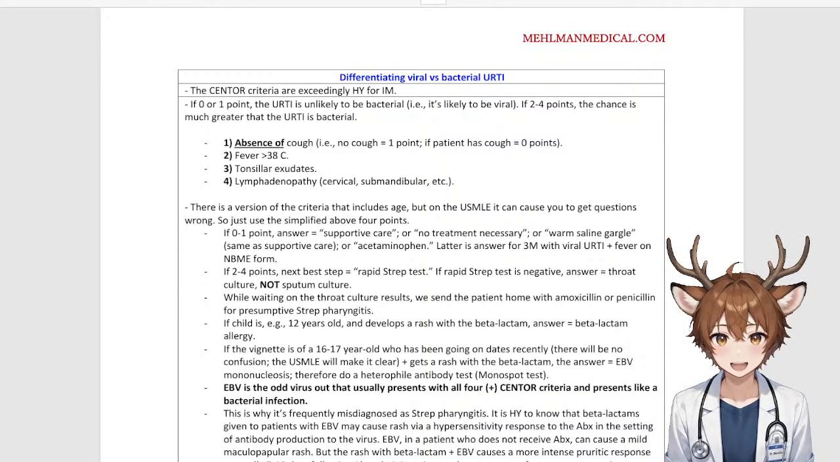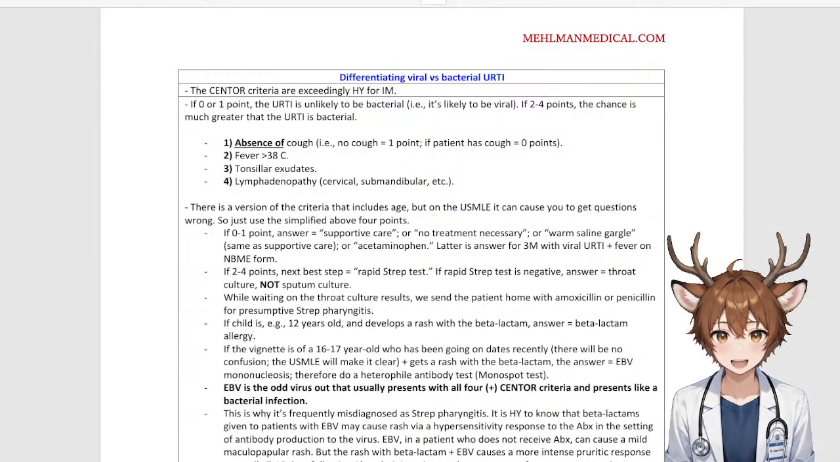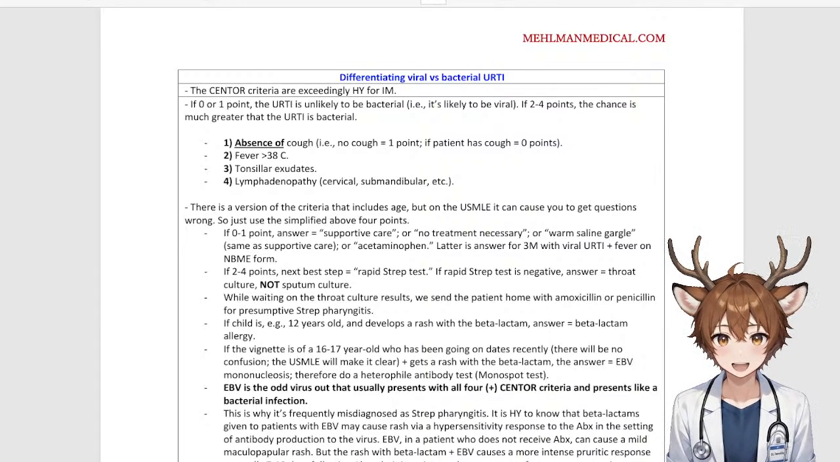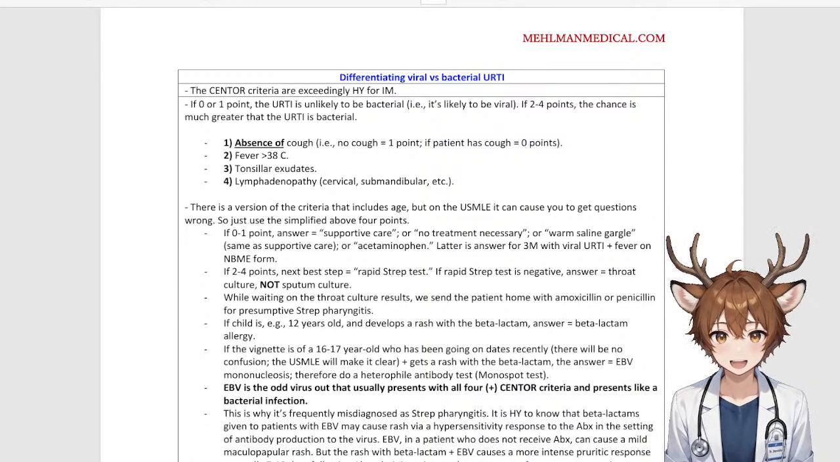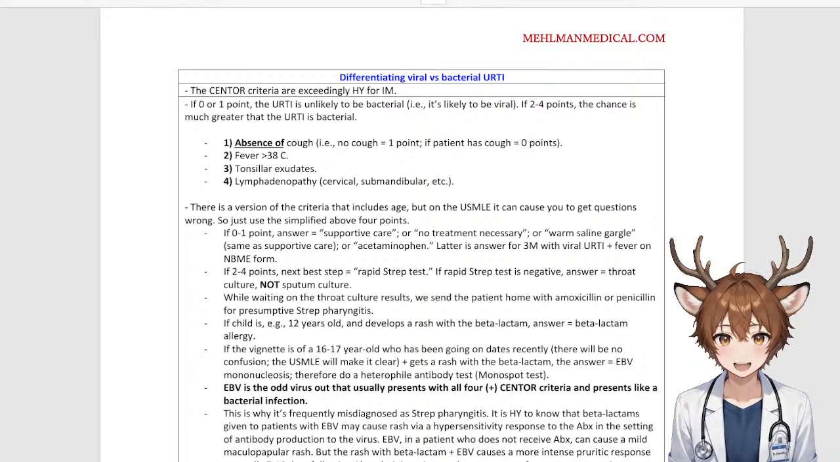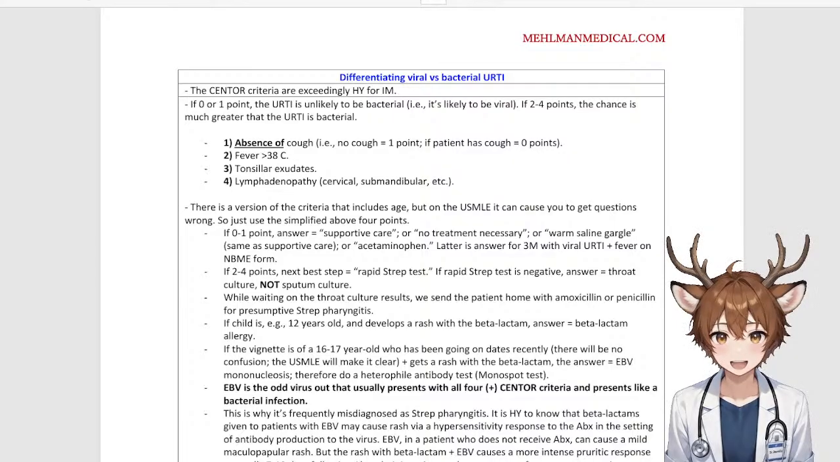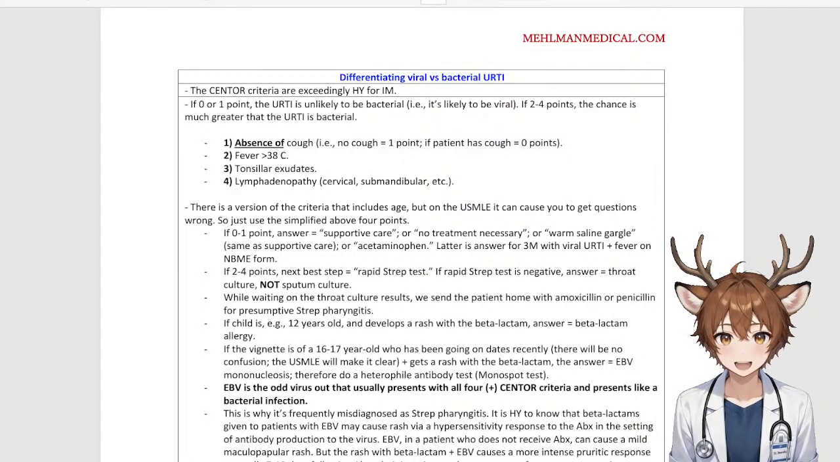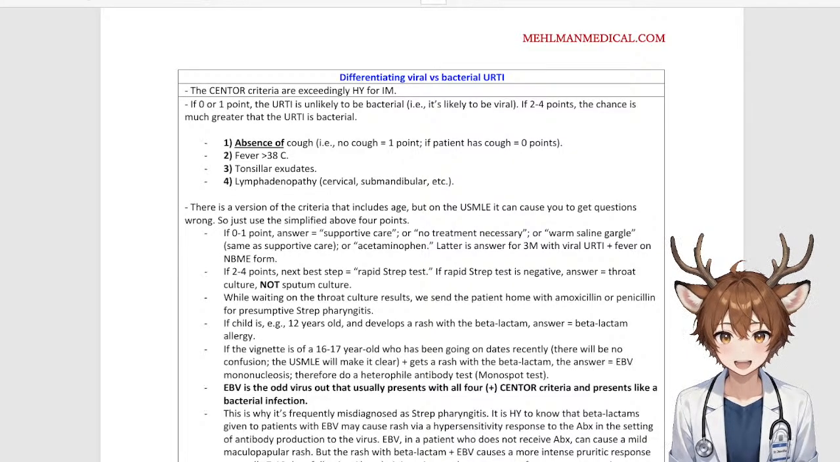There is a version of the criteria that includes age, but on the USMLE, it can cause you to get questions wrong, so just use the simplified 4 points. If 0 to 1 point, answer supportive care or no treatment necessary, or warm saline gargle, same as supportive care. For acetaminophen, latter is the answer for viral URTI plus fever on the NBME form.